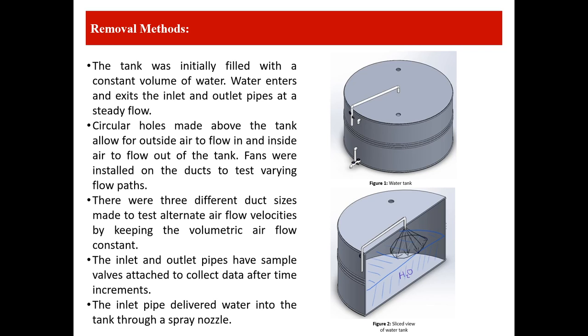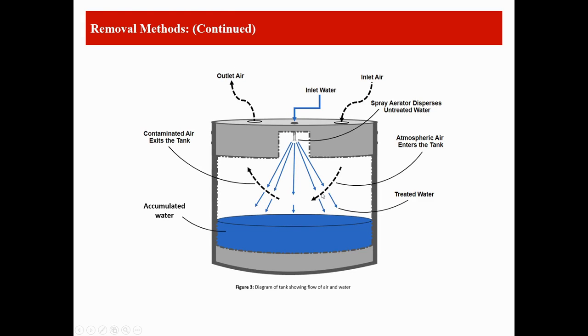Since the experiment was testing what configurations could get rid of as many THMs as possible, there were sample valves located here at the inlet and here at the outlet water pipes. These sample valves allowed for collection of the water so that tests could be run to compare the removal of THMs. This figure right here can help better visualize how THMs are removed from the water.